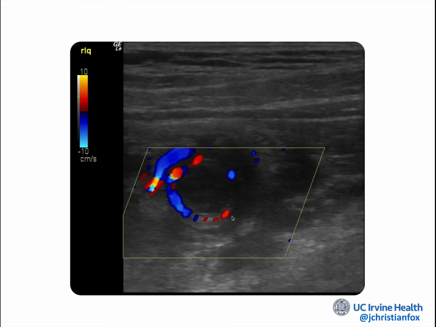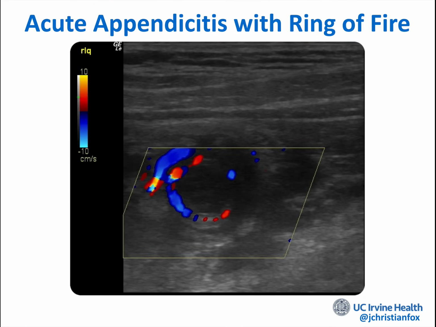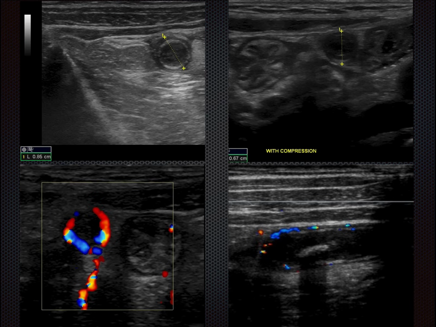When something is swollen, it gets red, you know, more blood vessels are going to it, and so you get this ring of fire, we call this, for the appendicitis. It's hyperemia, it's increased blood flow when someone's got an infection. And you can see some other appendices here. This is all pediatric appendicitis.